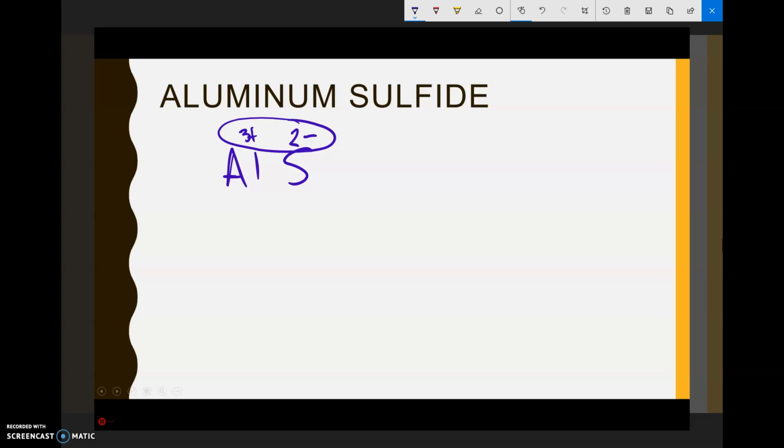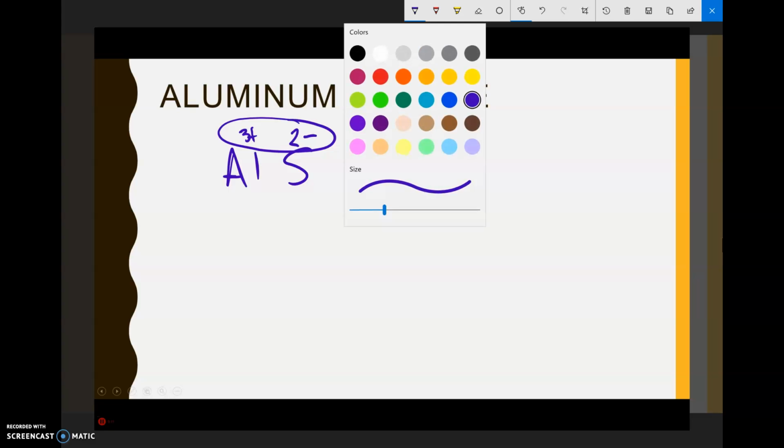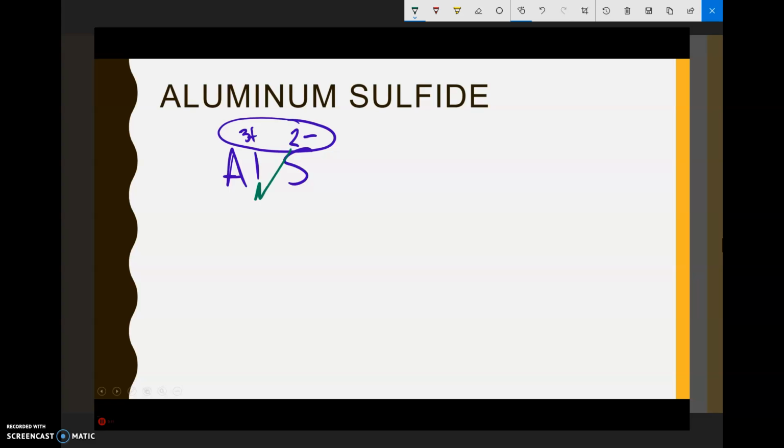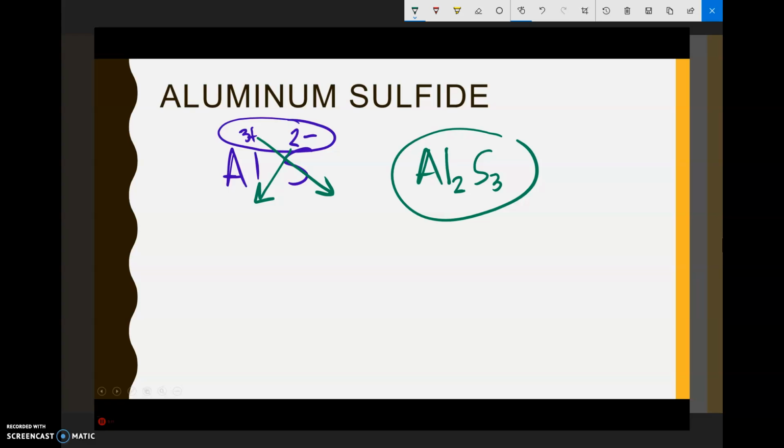So the easiest thing to do is to swap and drop, which means that the 2 is going to come down behind the aluminum, and the 3 is going to come down behind the sulfur. And when it does that, you don't take the charges, you just take the numbers. So then what ends up is Al2S3. And that would be your final answer right there.